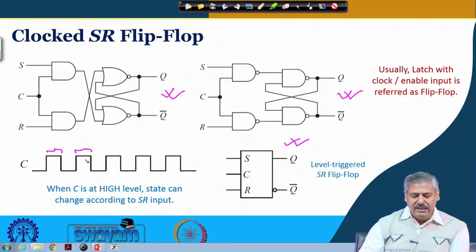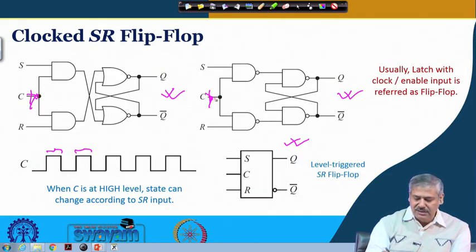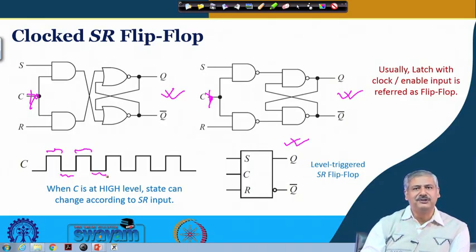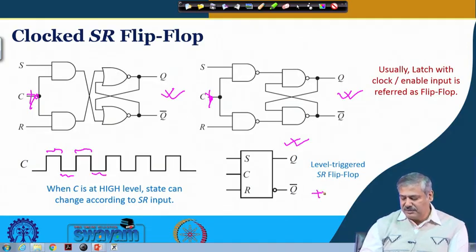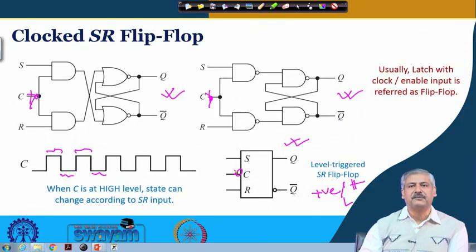Okay. And if we had put an inverter over here, a NOT gate over there, right, then the change would have happened in the phase of the clock when the clock is low, isn't it? So, what we have here is positive level triggered, high level triggered. And that other one would have been negative or low level triggered, okay. And at that time there would have been a bubble sign over here, okay. That is the difference. Is it clear?